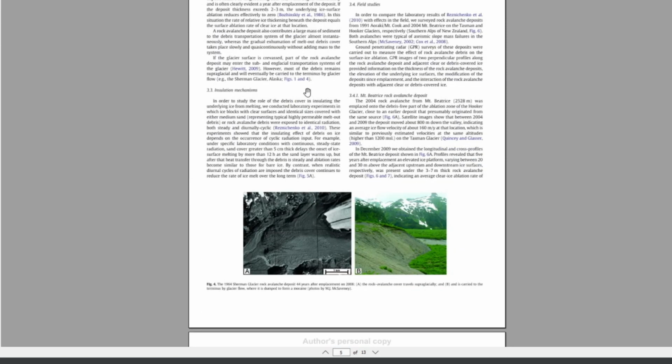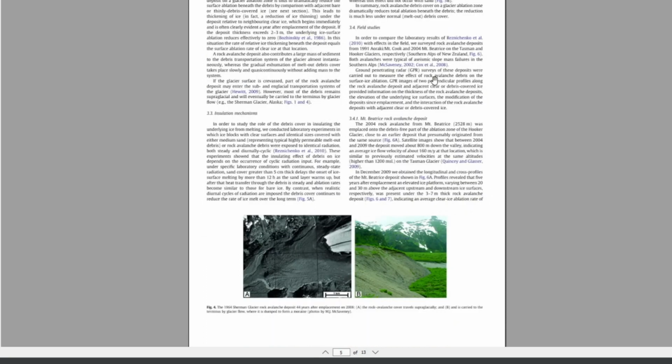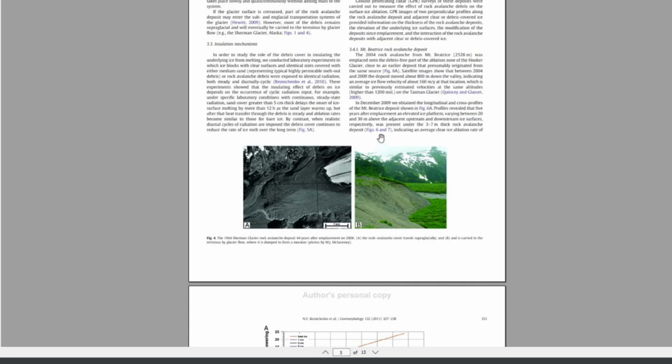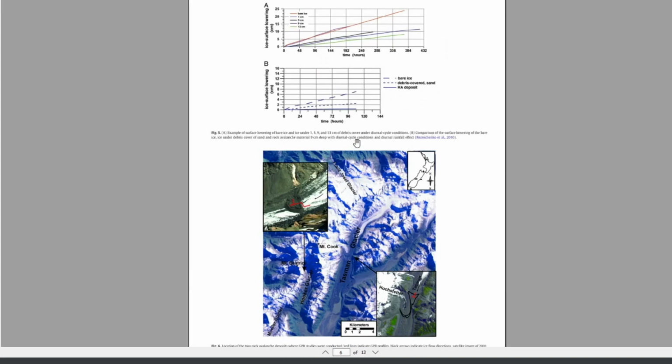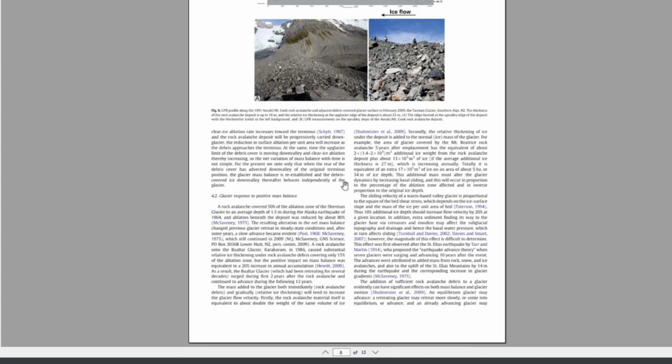And then I described the insulation mechanism, so that is how this diurnal cyclicity causes this material to protect the glacier like a blanket, protect the ice from melting. Field studies, ground penetrating radar survey, and we describe this in this paper. You can read about the results.